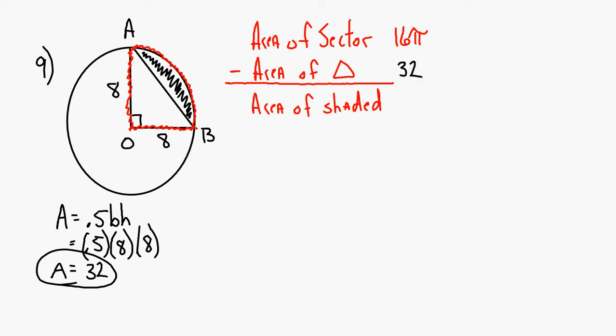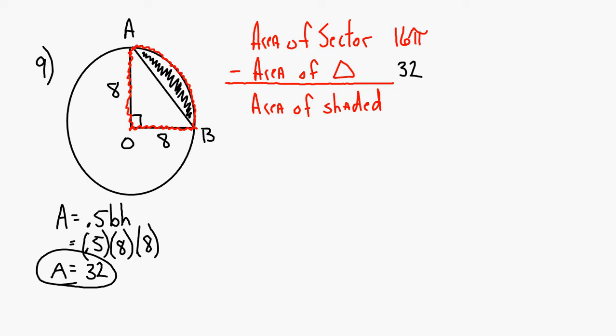They ask you to find the exact area of the region. When they ask you to find the exact area of the region, that means leave pi as pi. If you multiply 16 by pi, you're going to get an approximation. When they ask for the exact, they want the exact. So 16 pi minus 32 is just this.